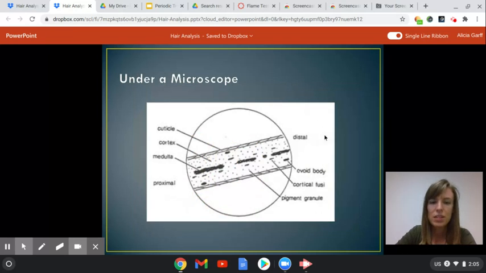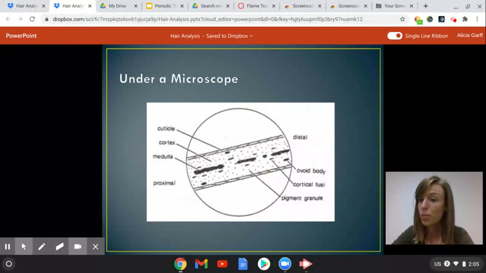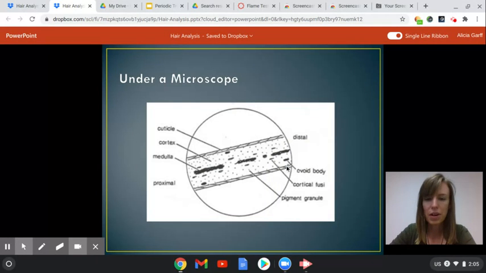Okay. And these are what those parts look kind of like under a microscope. So the cuticle is very narrow, and then the cortex is pretty wide. And in this example, the medulla is pretty thin. Depending on the animal, the medulla can be bigger. And then sometimes there are these things in the cortex called ovoid bodies. So this little circle right here. And that can help us identify what type of animal the hair is from.